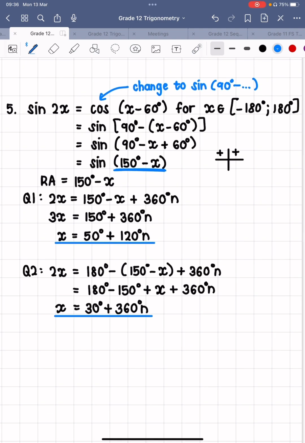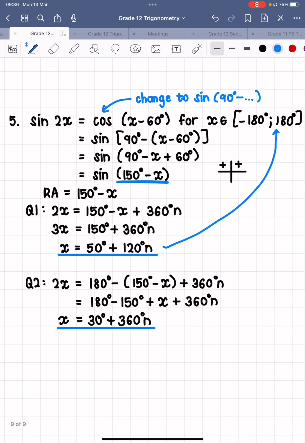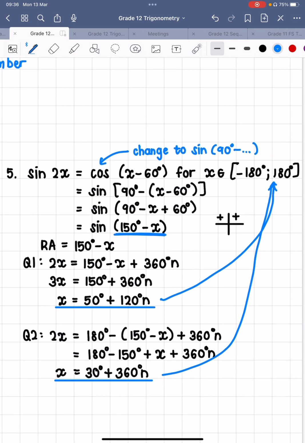Now, guys, these are my 2 general solution formulas that I'm going to use to get specific solutions, right? Because this question again was asking for specific solutions between negative 180 and 180. All right, so I'm going to have to use that formula there, and then I'm just quickly drawing my arrow there. Oops, that's not very neat, but you get the idea.